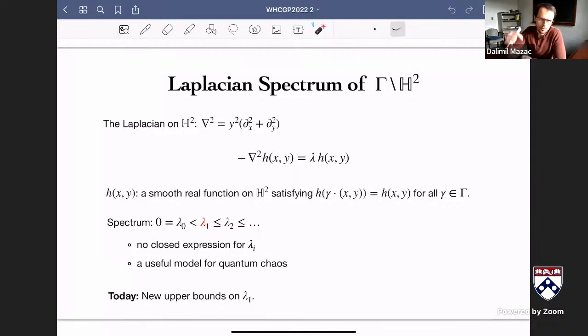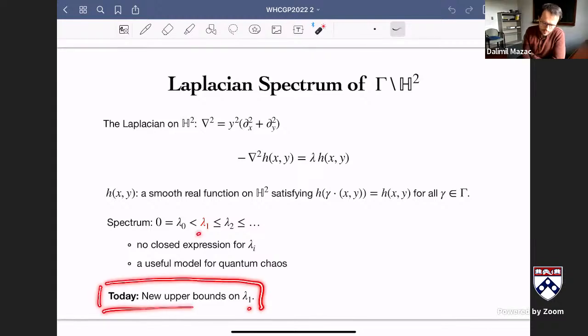The classical problem is like a motion of a free particle on the hyperbolic surface, and this is a classical chaotic problem, so you wouldn't expect to be able to solve the quantum problem. So this is like the Schrödinger equation for the free particle, so you wouldn't expect to solve the quantum problem exactly. And in fact, this has been a rather useful toy model for studying quantum chaos. And what I will talk about today are some new upper bounds on this spectral gap, on the λ1.